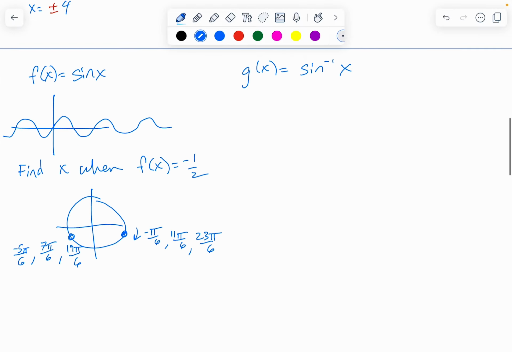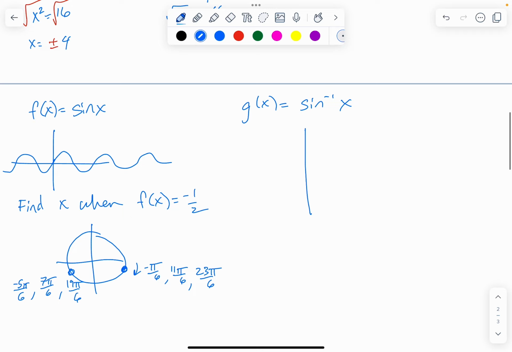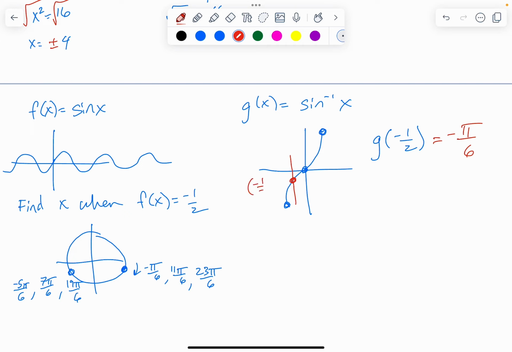And over here, however, inverse sine of x just looks like this one little piece. And so if I'm saying what is g of -1/2, that means, here's when x equals -1/2, we've only got one point. And so this is that -pi over 6, and we're done. Finding this would be the point -1/2 comma -pi over 6.